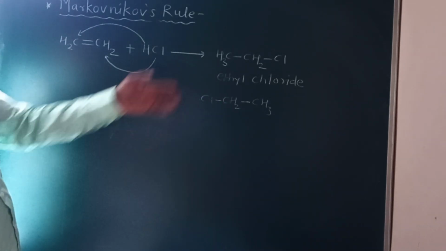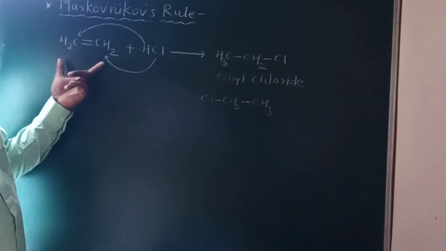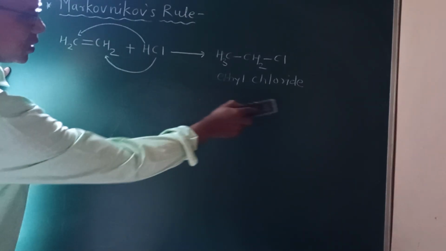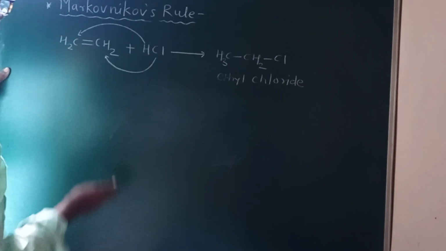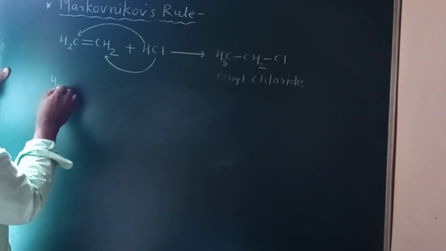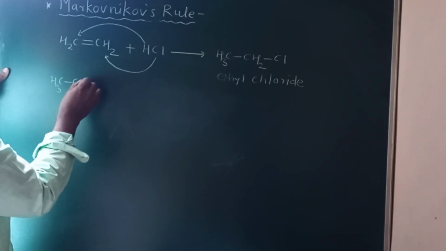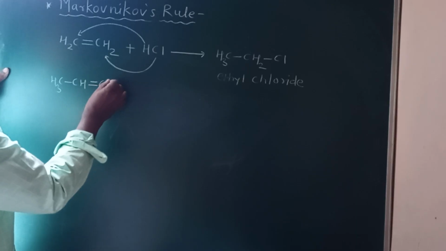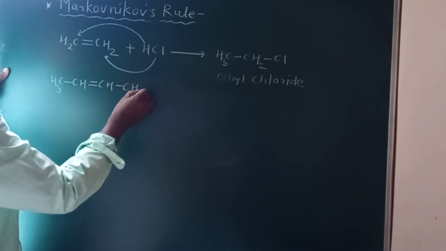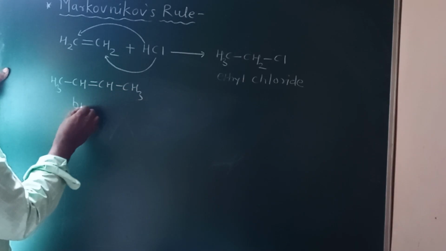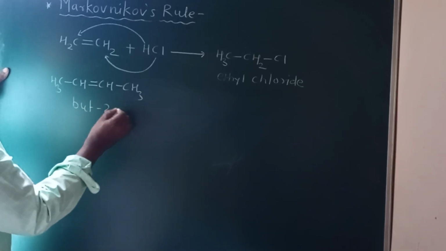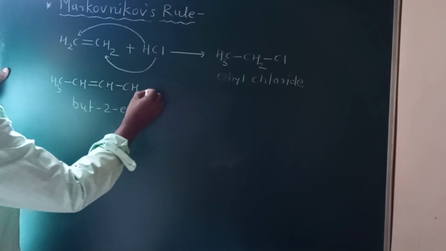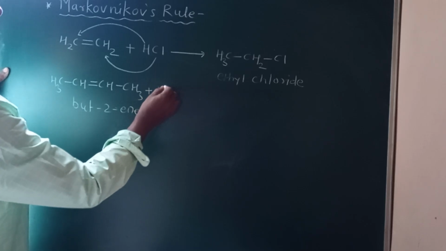Yes, why do we get the same product? Because the alkene is symmetrical. Okay, let us have one more example. Let's consider CH3, then CH double bond CH, single bond, CH3. Now this alkene is also a symmetrical alkene. It is called butene. And let us add HBr instead of HCl.